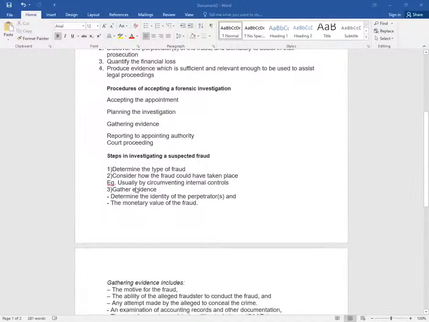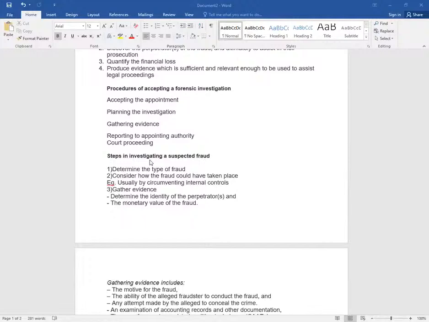Now, from there we have procedures of accepting a forensic investigation. This is quite big. And then we have steps in investigating a suspected fraud. Quite similar, but when you're investigating this suspected fraud, number one, you determine the type of fraud. Is it a money laundering fraud? Is it a payroll fraud?